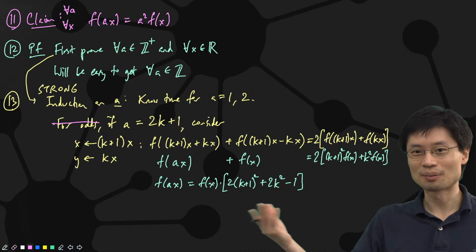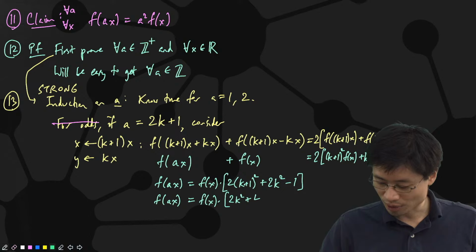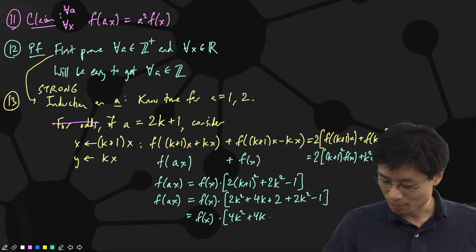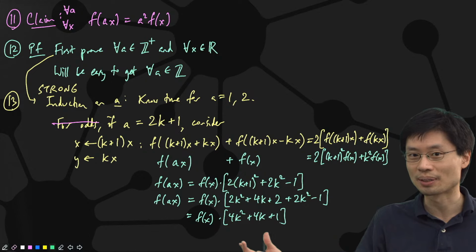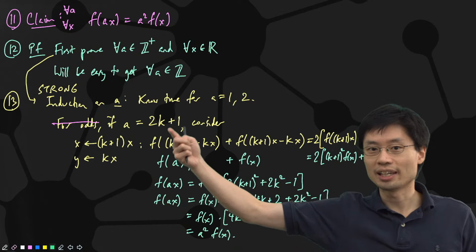So this is the hardest part, it's the algebra. So this is f of ax, this is f of x times 2k squared plus 4k plus 2 plus 2k squared minus 1. Oh, it's perfect. This is equal to f of x times 4k squared plus 4k plus 1. And you recognize that as a square, right? Because that's 2k plus 1 whole thing squared. That's a squared. So this is exactly a squared f of x. It works. So now we know how to do it if a is odd.